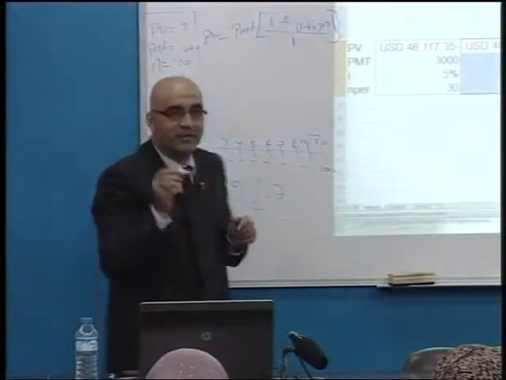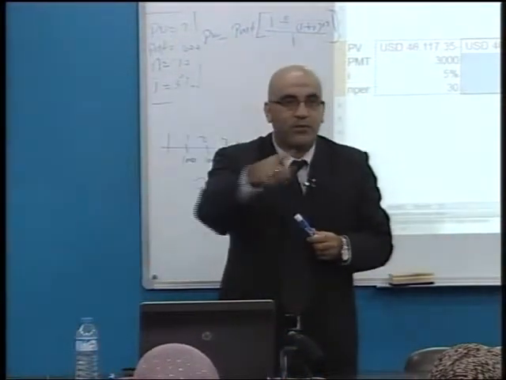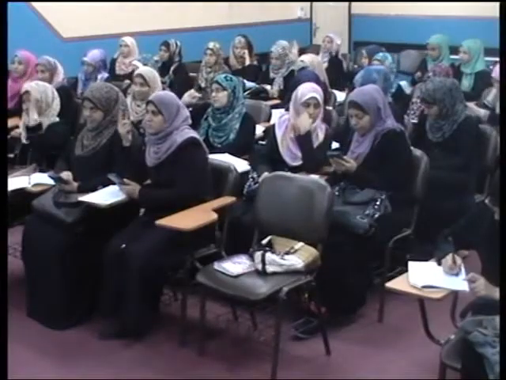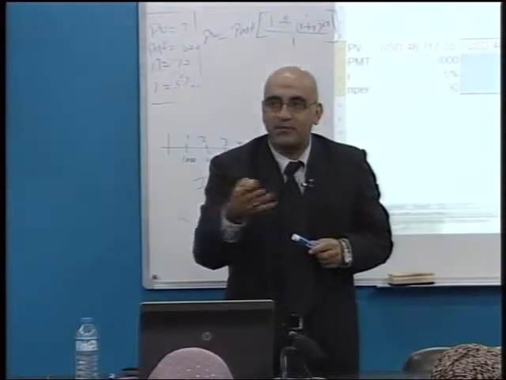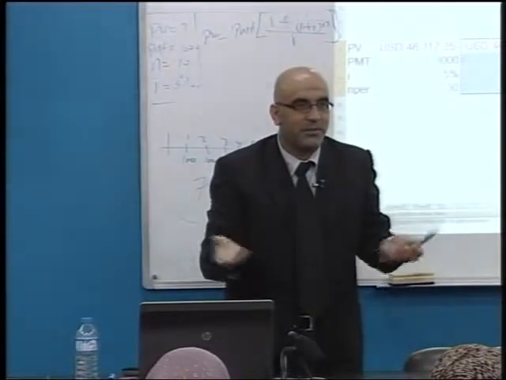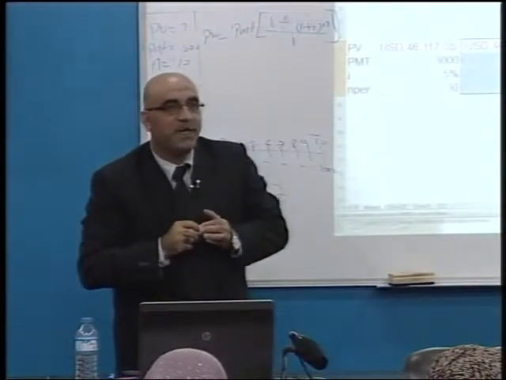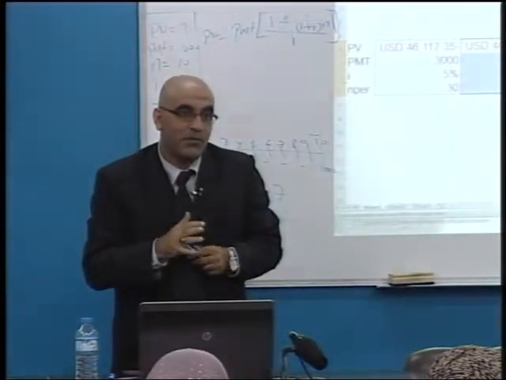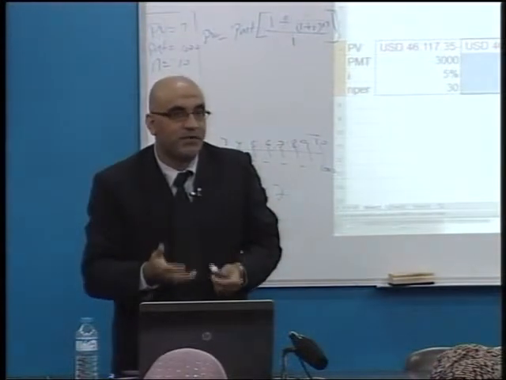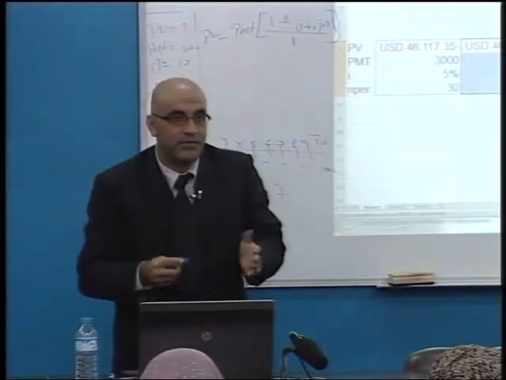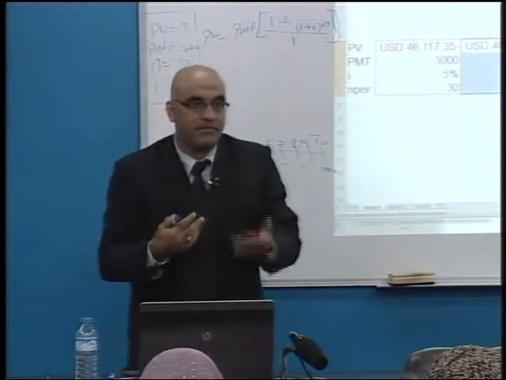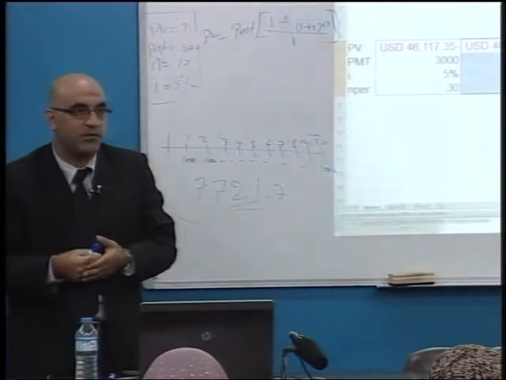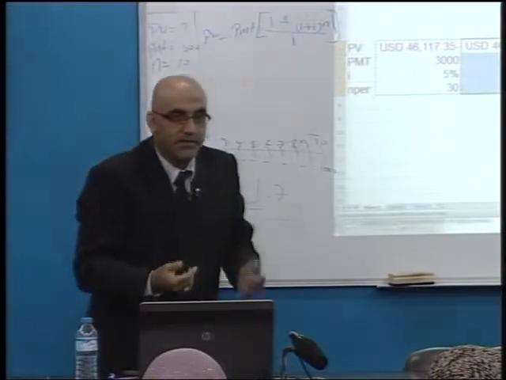7,721.7. Okay, how many students get this answer? 1, 2, 3, 4, 5, 6, 7, 8, 9, 10, 11, 12. So we have 12 out of 30. So what about the rest? If the 12 are right, so we have around 40%. What about the 60%? Okay? So please next time bring your calculator with you. Okay? And do it.